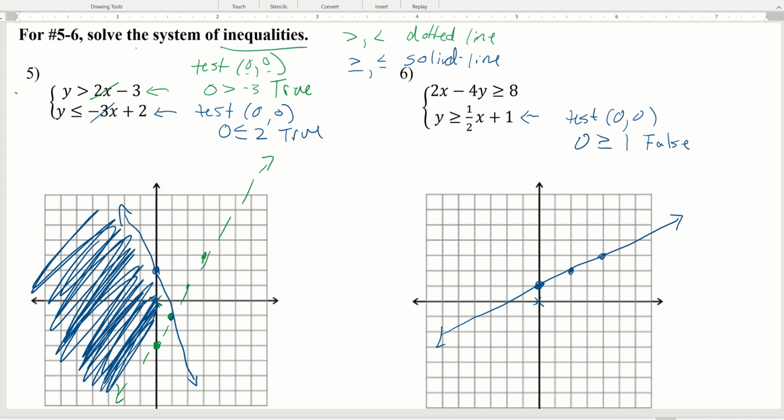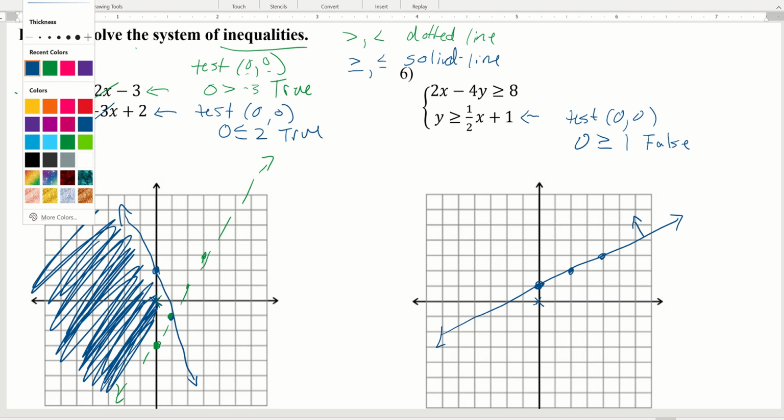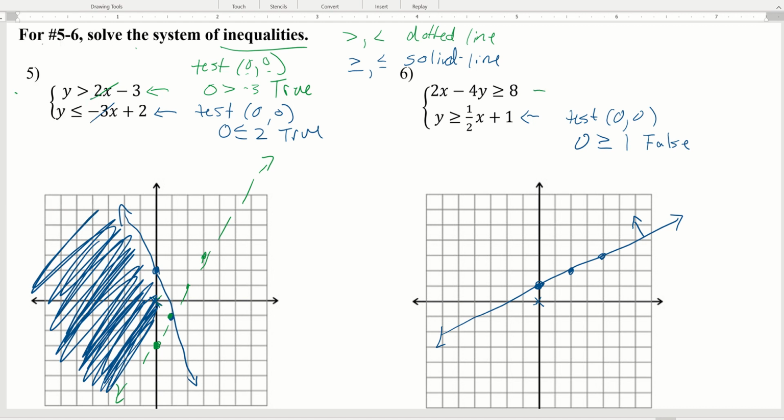So I'm going to write myself a little note right here. I'm going to say shade above the line. So I should do all this shading right here, but I don't like to go back and do a bunch of erasing. So I just make myself a little hint right there and say, okay, all the shading is above the blue line.